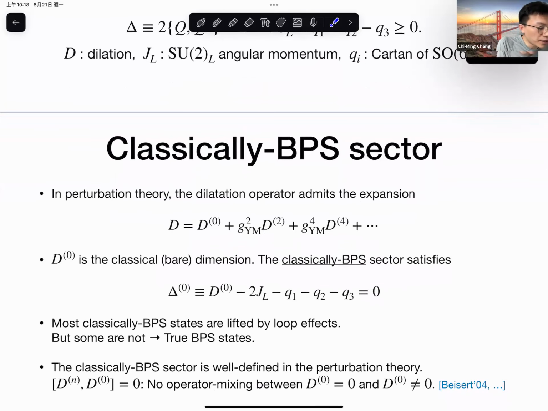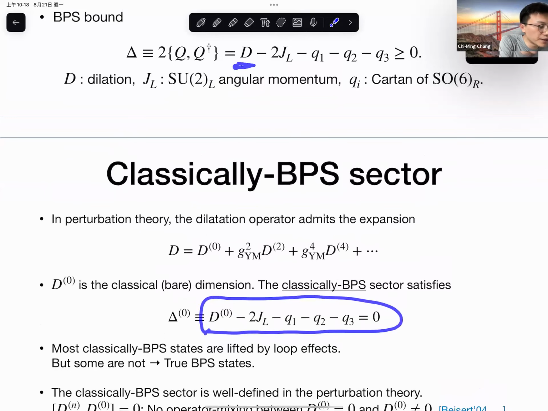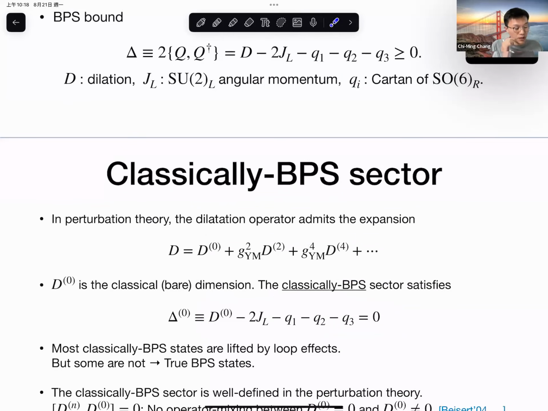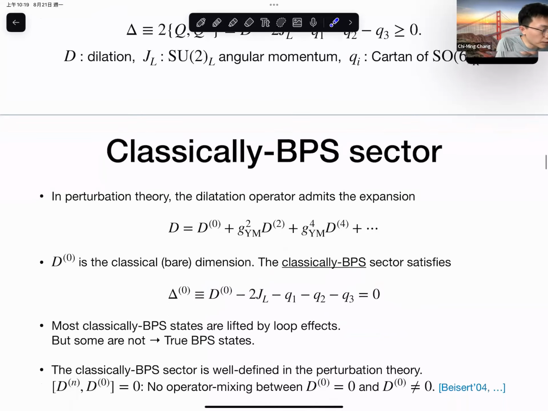We can define the classically BPS sector to be the sector that includes the classically BPS operators, those operators that satisfy this condition, where basically we replace the D here by D0. So these operators are BPS in the zero g Yang-Mills limit. Most of the classically BPS operators are lifted by loop effects. D2, D4 and so on give some positive contribution and lift these classically BPS states. But some of them are not lifted, and they are the true BPS states.